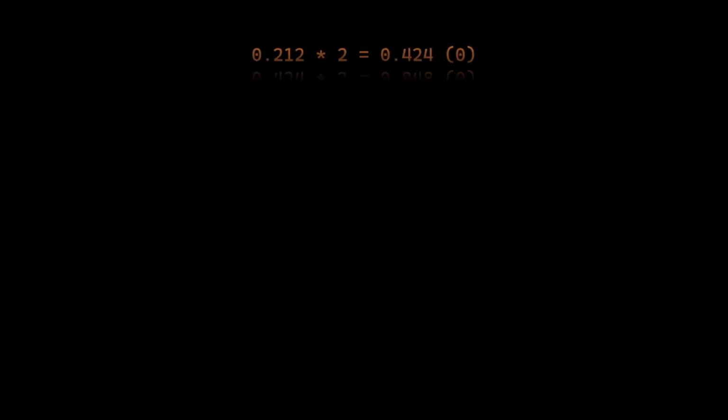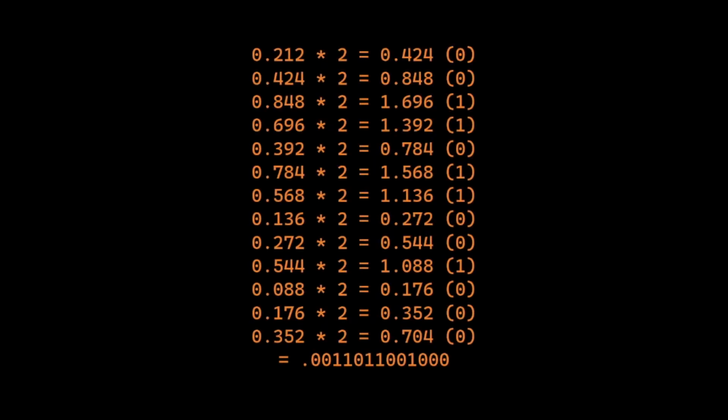I'll spare you the pain of watching me convert the rest of the digits. Notice that when using the multiplication method, our final bits are read from top to bottom. Now let's put the integer and fractional parts together. Here's our final number. Notice how it is exactly 24 digits long. We're done with step 1.